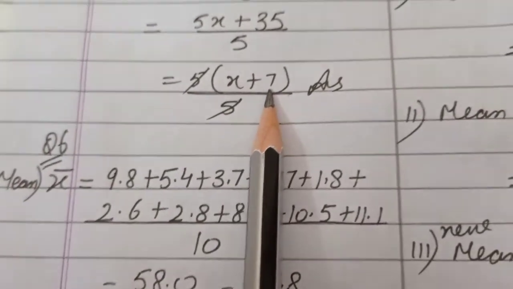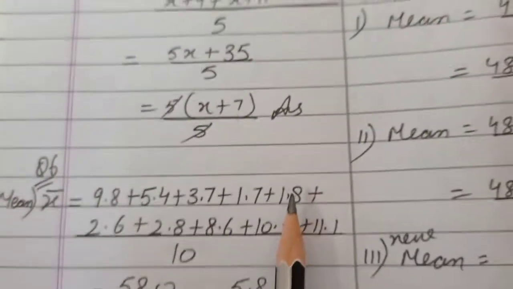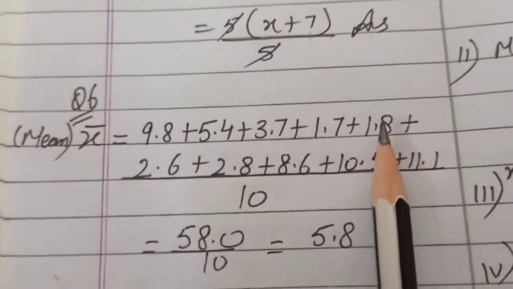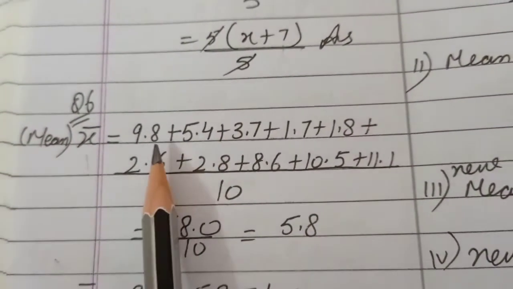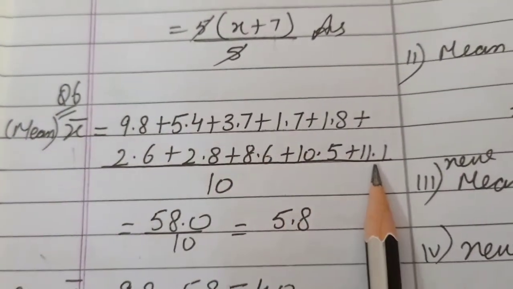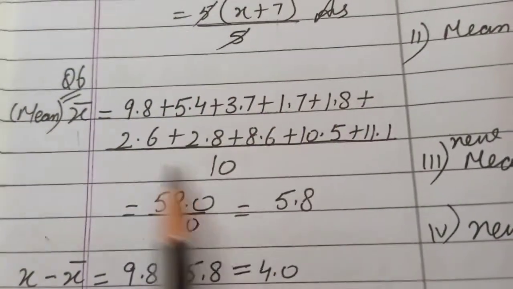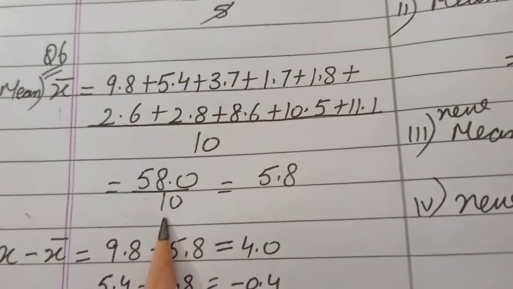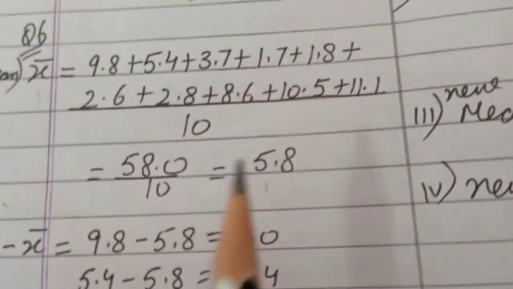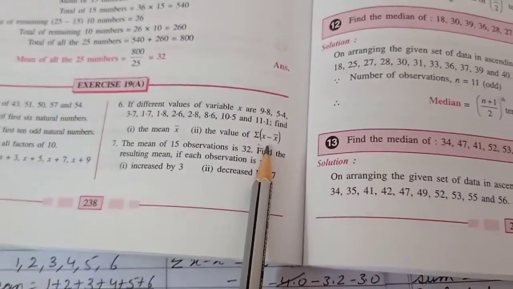Sixth question, if the different values of x are given, clear? Then in that case, find out the mean. First of all, we have to find the mean. So children, these were the observations. You have to add all. So these total 10 were there. I added, clear? And the sum is 58 divided by 10. That will become 5.8.